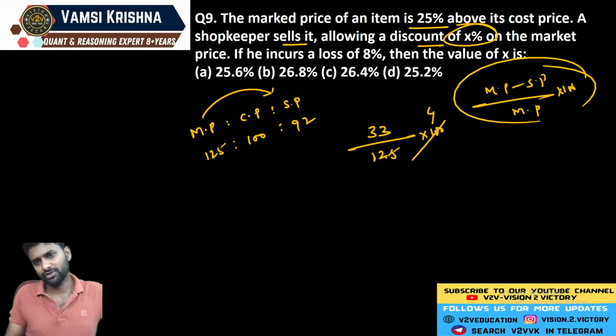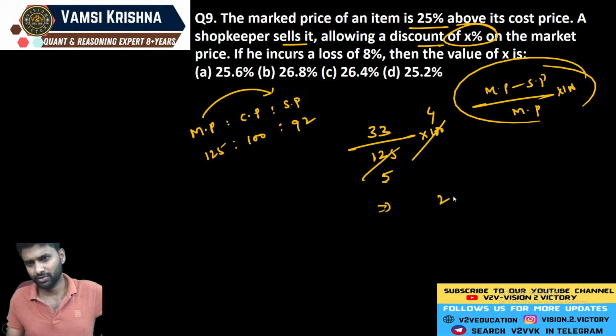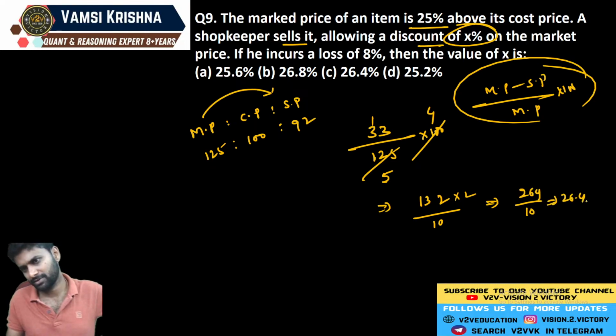Now 25 fours are 100, so 33 is multiplied by 4 times. 4 threes are 12, and 4 threes are 12, so 132 divided by 5. Guys, dividing by 5 means multiplying by 2 and dividing by 10. Make it simple. So 264 divided by 10. Now the value is equal to 26.4%.